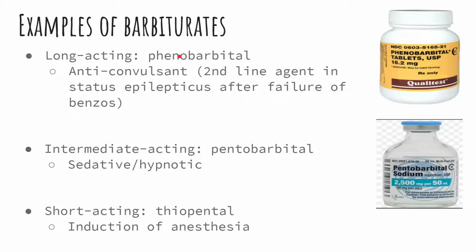Okay, let's take some examples of barbiturates. Just like we did in the benzodiazepines, here we classify them based on their duration of action. We have the long-acting barbiturates like phenobarbital. This is used as an anticonvulsant.